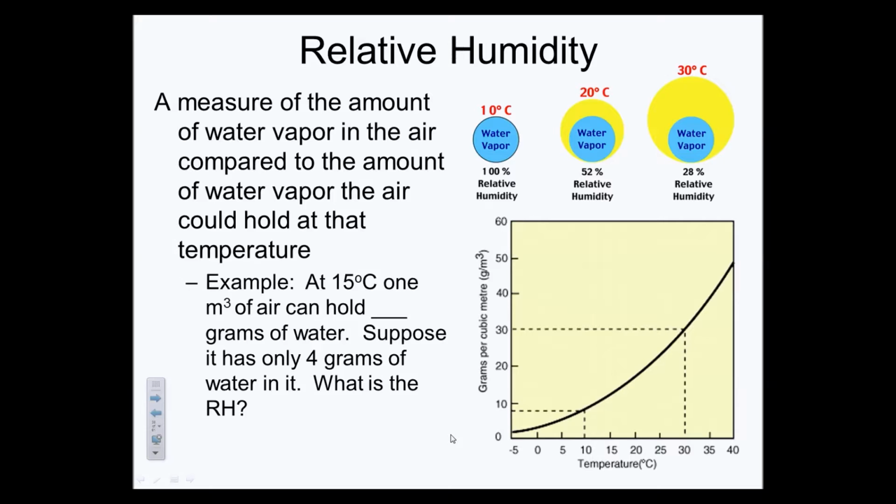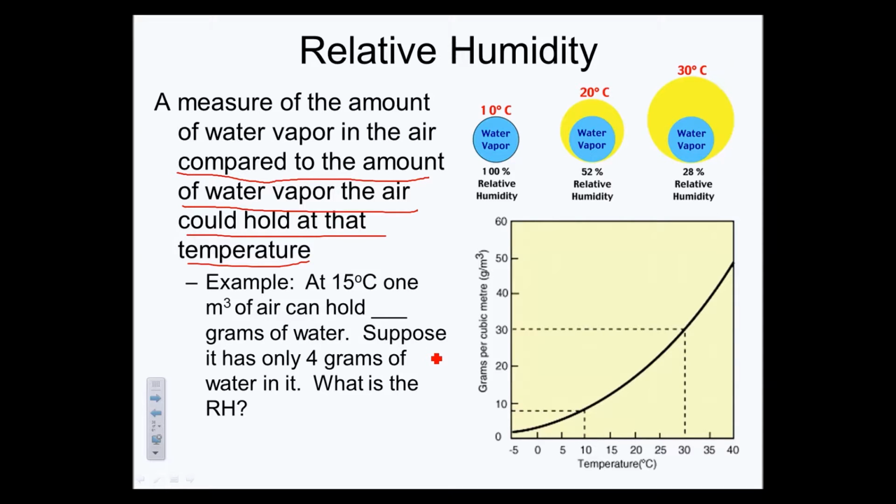So now we are talking about relative humidity, and this is what we usually hear on the weather forecast. The definition starts off the same as humidity. It's a measure of the amount of water vapor in the air, but now we compare it to the amount of water vapor the air could hold at that temperature. Because it's a comparison, we're going to get a percent for our relative humidity.